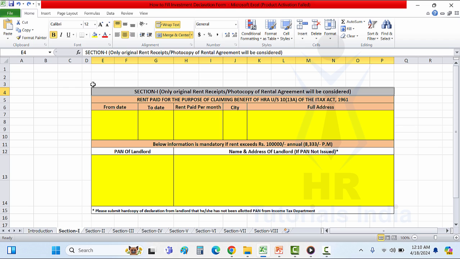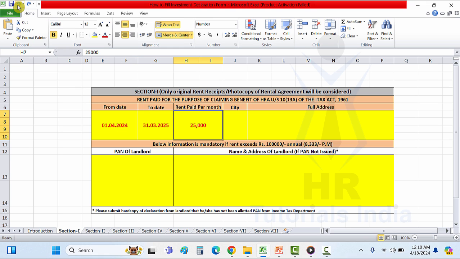Only original rent receipts, photocopy of rental agreement will be considered. So this section is related to HRA, which needs to be declared by the employee with the company in this investment declaration form. It consists of from date, to date, rent paid per month, city, full address. Below information is mandatory if the rent exceeds 1 lakh per annum, which is the PAN number of the landlord and the address of the landlord. Now let's fill all the details with regards to this Section 1, that is for HRA.